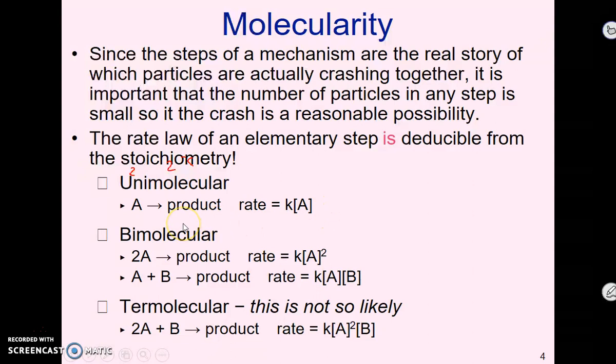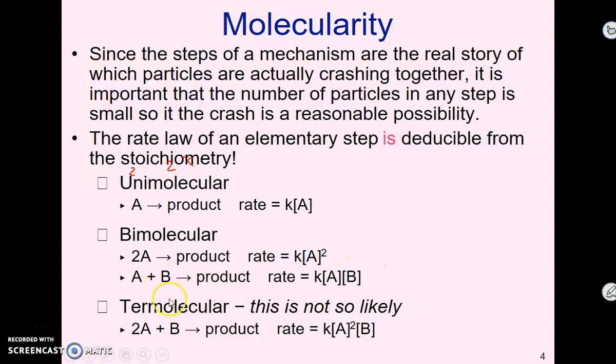Now, bimolecular elementary steps are when two reactants collide. Okay? And again, as I said, when it's an elementary step, the stoichiometry does predict the rate law. So here we have two of A colliding, and this is the rate law. You can see the square there. And here we have A and B colliding, and this is the rate law here.